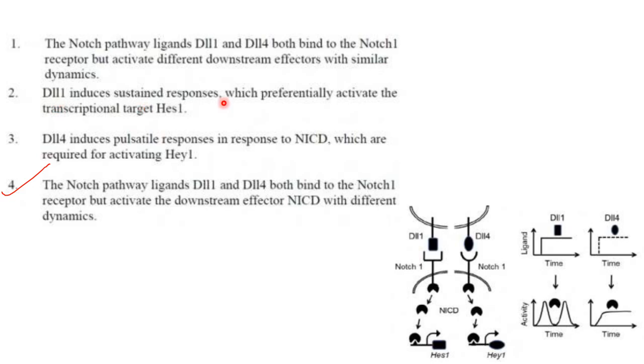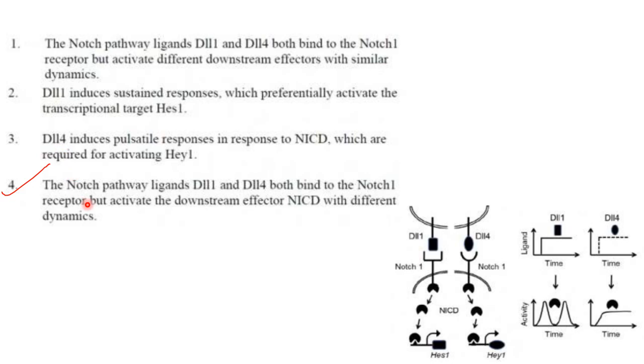Then, D21 induces a sustained response which preferentially activates the transcriptional target HES1. HES1 transcription activation is correct, but it is not a sustained response. It is increasing, then decreasing, then again increasing. So statement 2 is also not correct. D24 induces pulsatile responses in response to NICD which are required for activating HEY1. It is not a pulsating response, it is almost a continuous response. So 3 is also not correct.